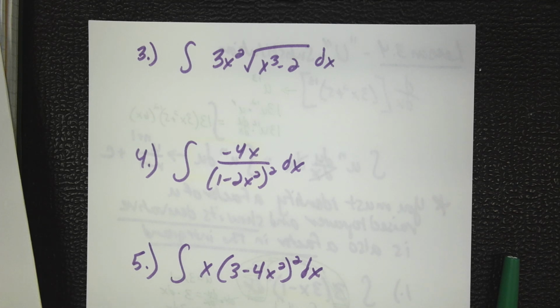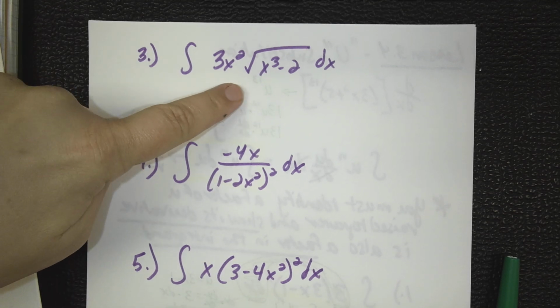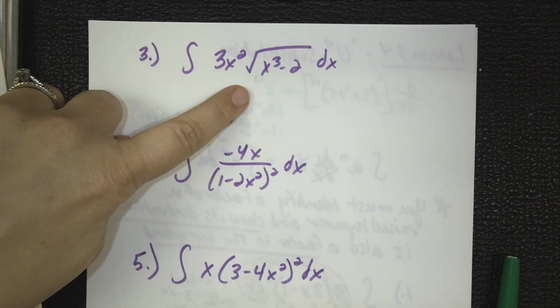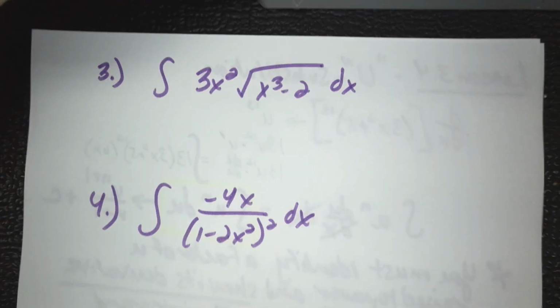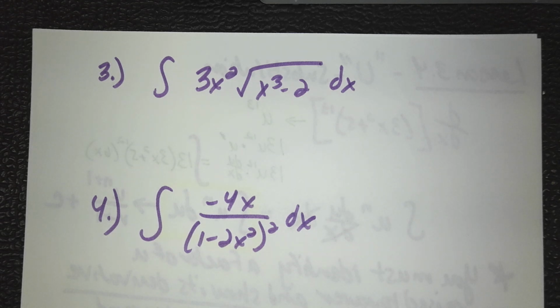You have to practice this method, and especially this one, you can't FOIL this one out because this is raised to a power of 1/2, so you can't really FOIL it out. It would be very difficult if you tried to, okay? But we can practice the U method. So let's go here. What would I call my U?